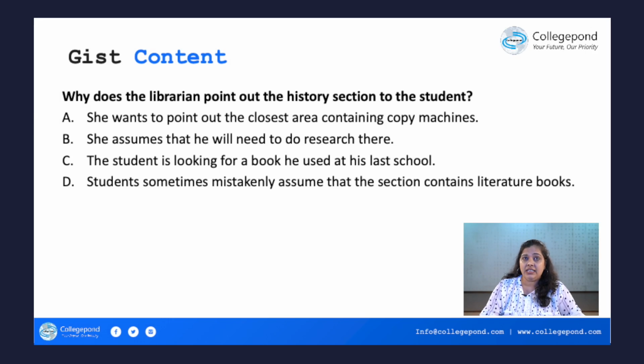Similarly, you have another type of question wherein we ask you, why does the librarian point out the history section to the student? In this particular type of question, we are talking about why a librarian does something, right? Let's take a quick minute to look at these two questions one by one. I'm going to give you 30 seconds each. What you can do is mark the correct answer and then we'll discuss it towards the end.